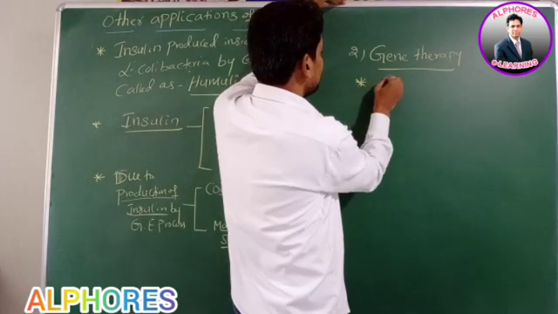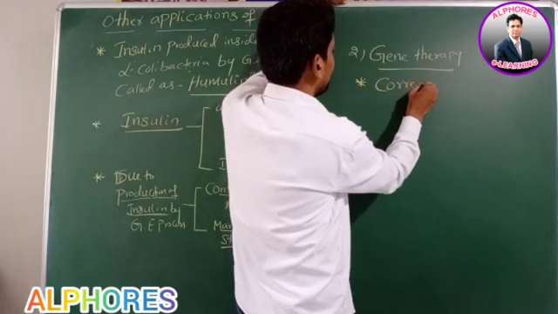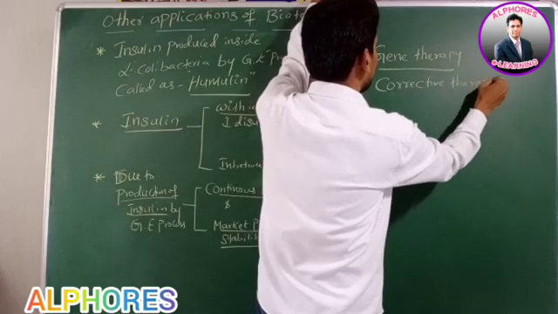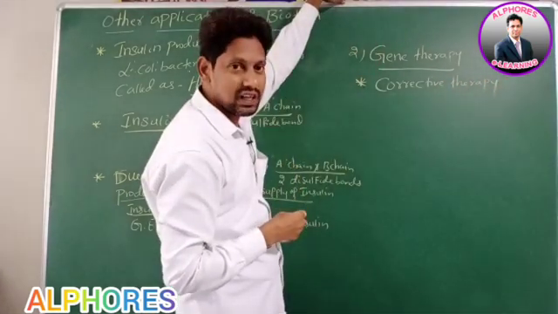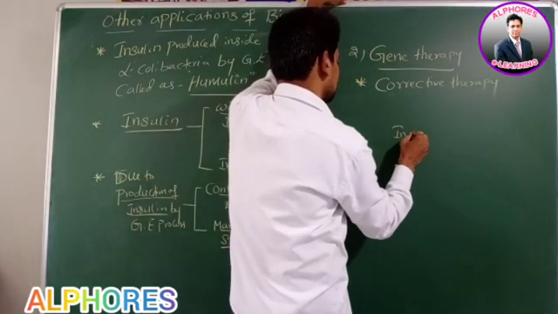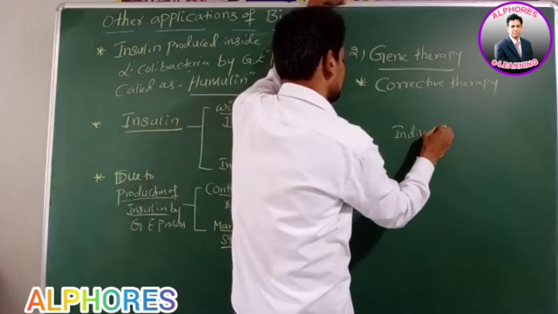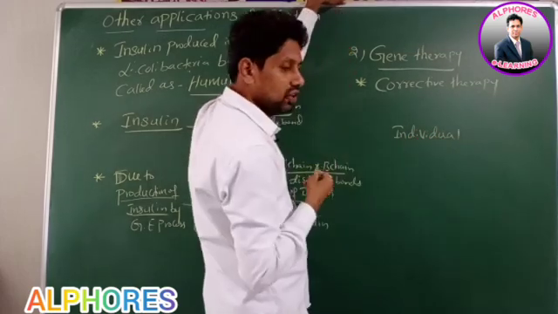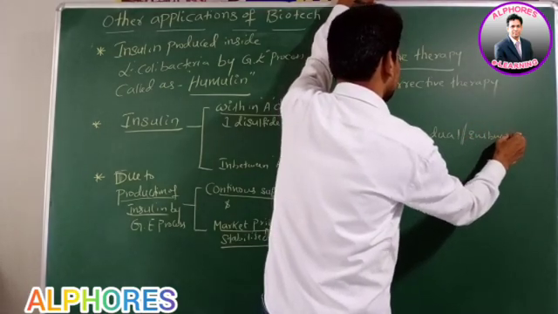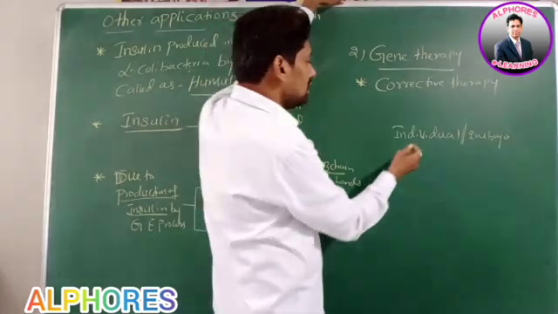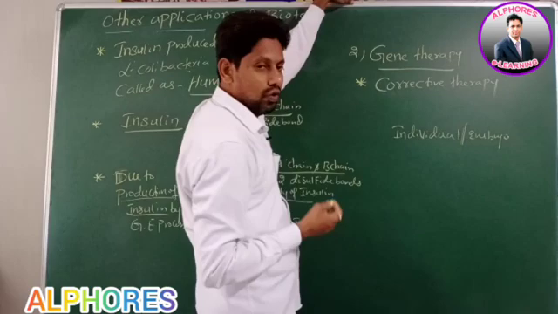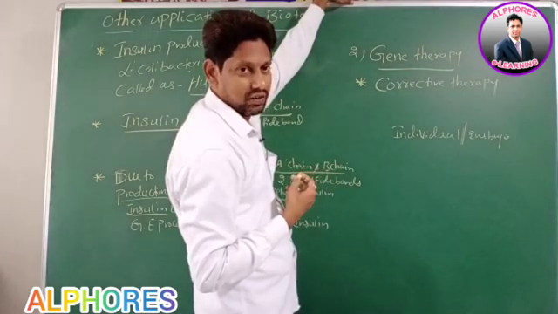Sir, gene therapy is a corrective therapy. Sir, why are we calling it corrective therapy? For example, take an individual, or you take an embryo of an individual. Sir, in this individual many cells are present, yes or no? In this embryo also many cells are present, yes or no?